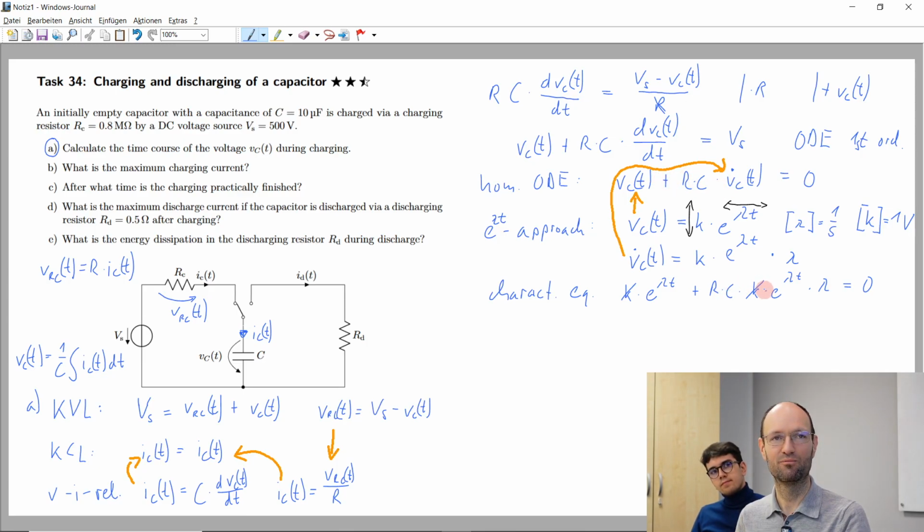And we can also divide by the exponential function, because the exponential function also never gets 0. Then this characteristic equation tells us that lambda is the same as, if I bring this 1 to the other side, it's a -1, and then if we divide by r and c, we get -1 divided by r and c.